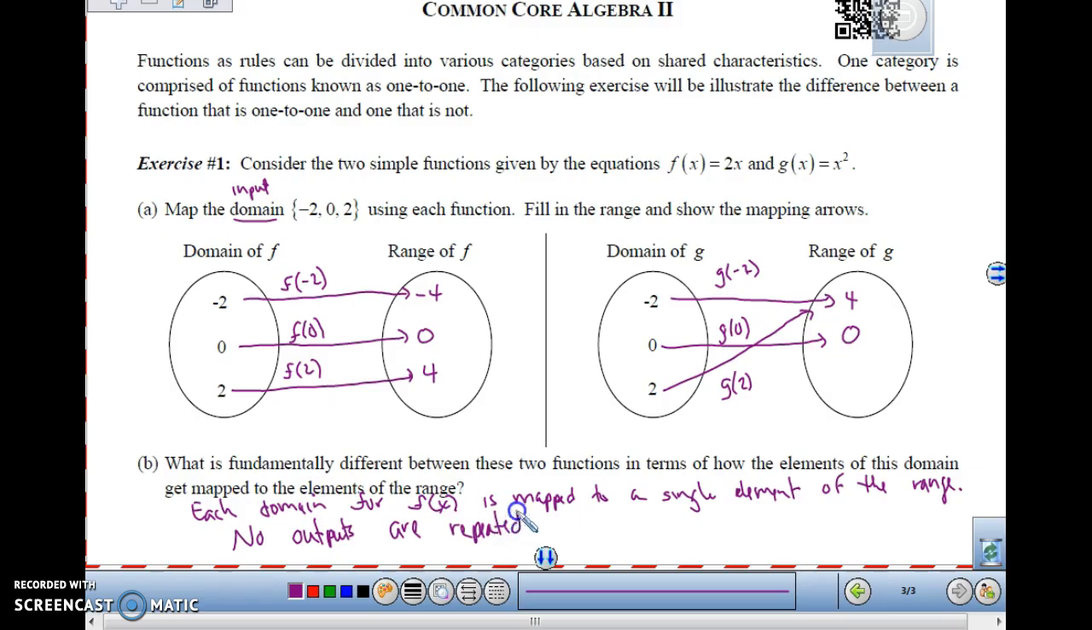So if you think about what one-to-one means, f of x is a one-to-one function. G of x is a function, but it is not one-to-one. Each x has its own y, but it does not have a unique y. Each x has a y, but it's not unique, because -2 and 2 have the same y. It's still a function, but it's not one-to-one.